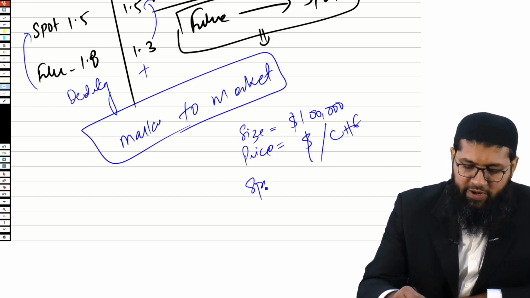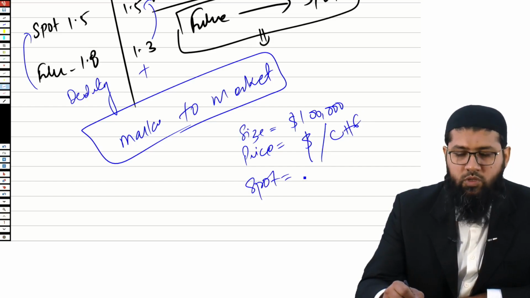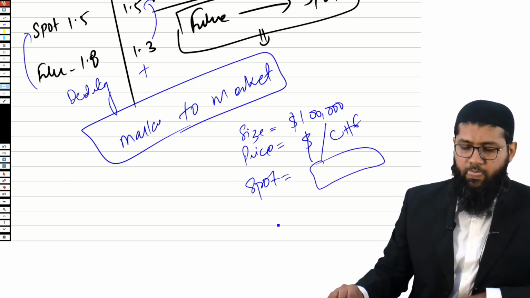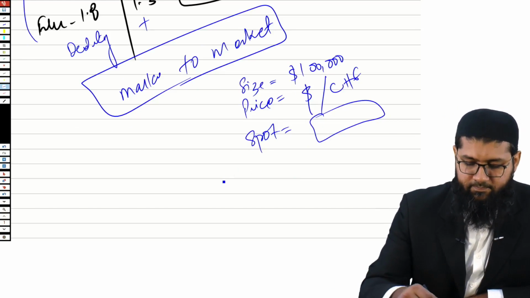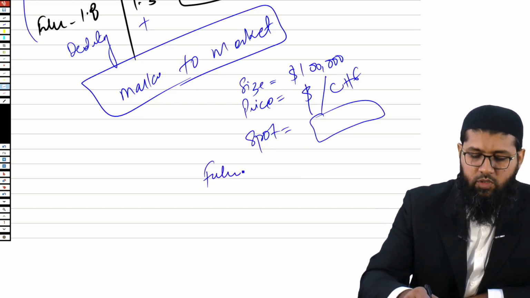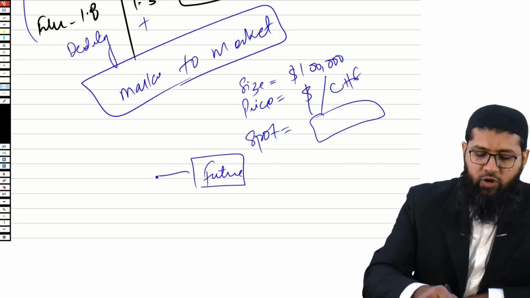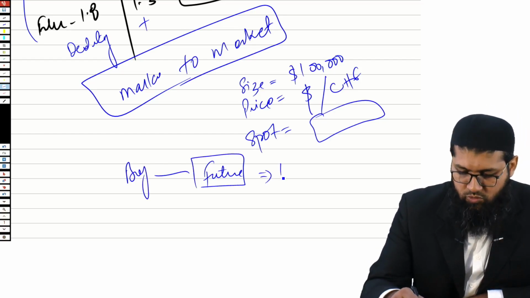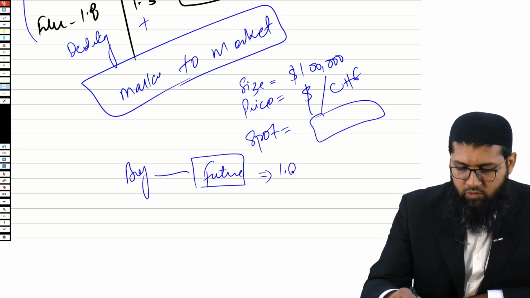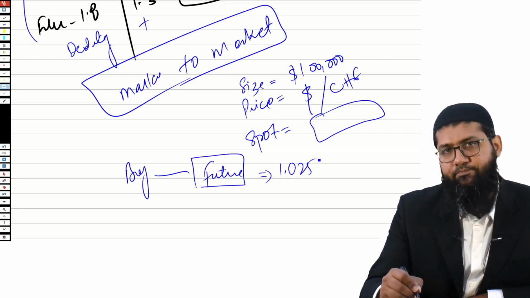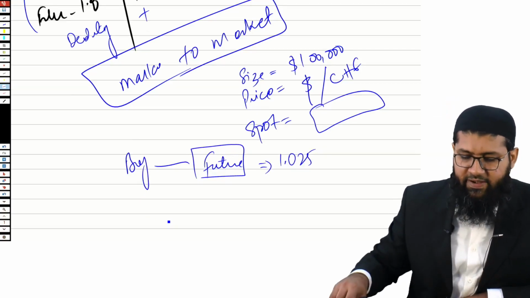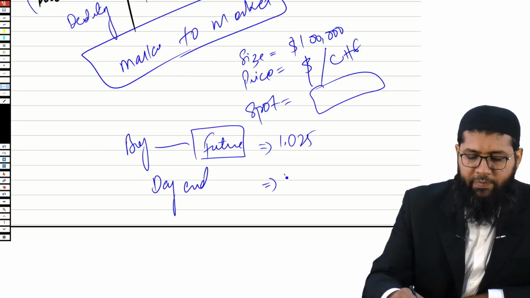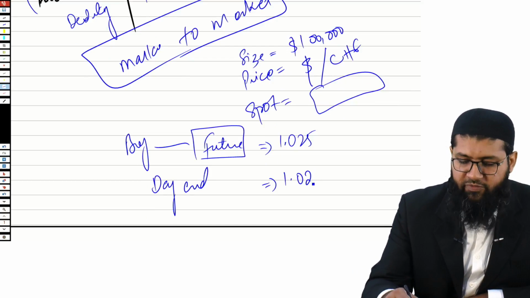Now, the spot exchange rate is whatsoever. But the price of the future contract when you buy this future contract was 1.025. At the day end, the price of the future contract is 1.028.